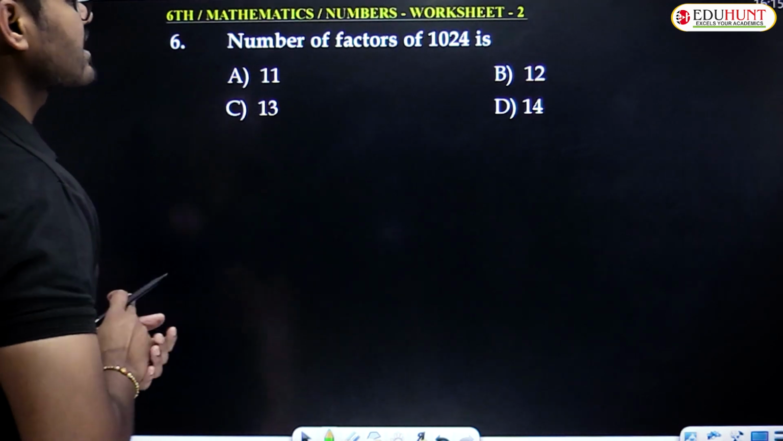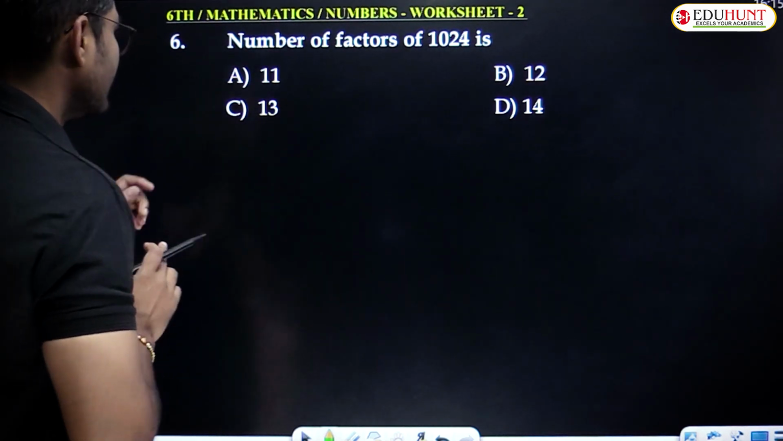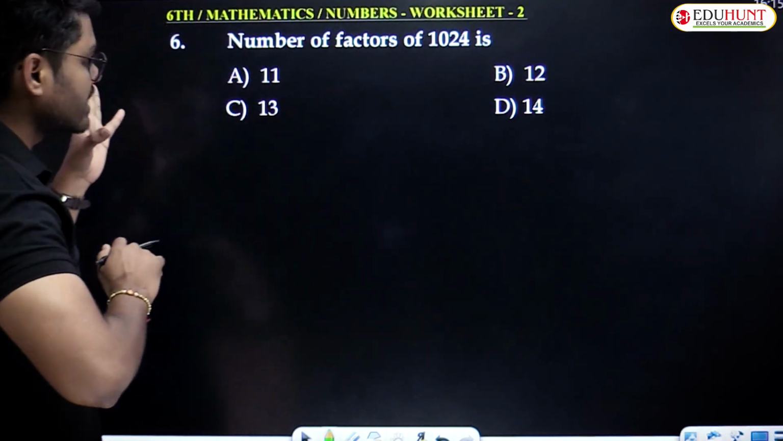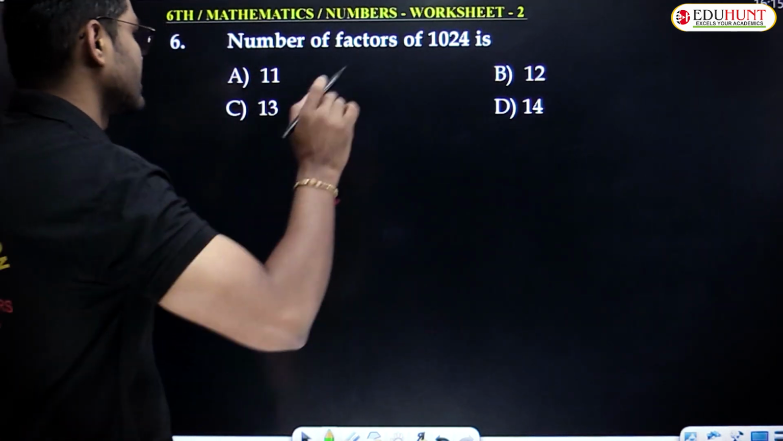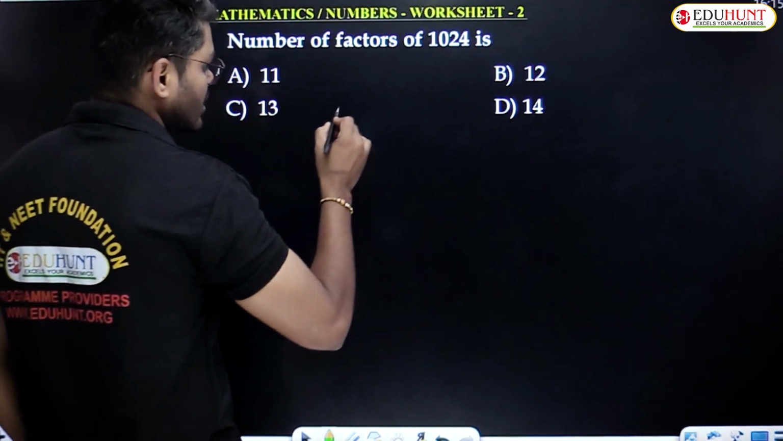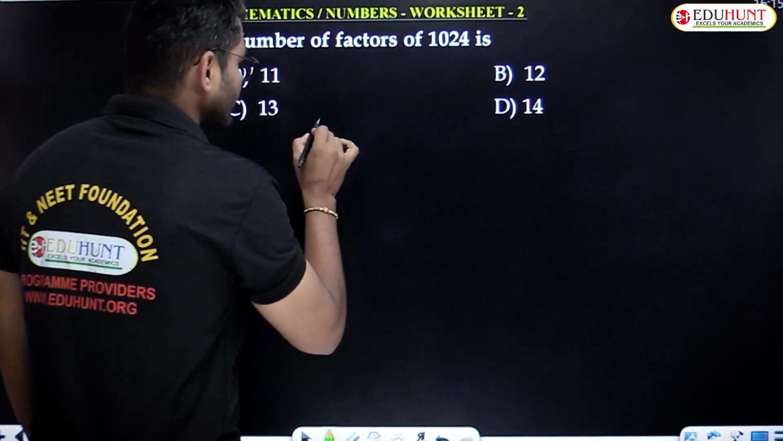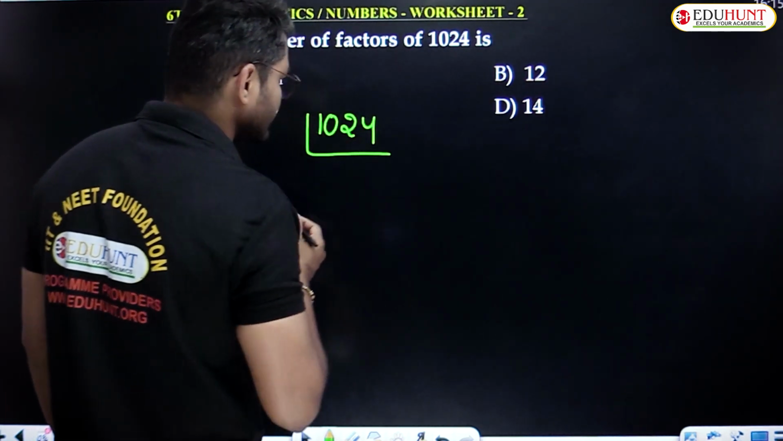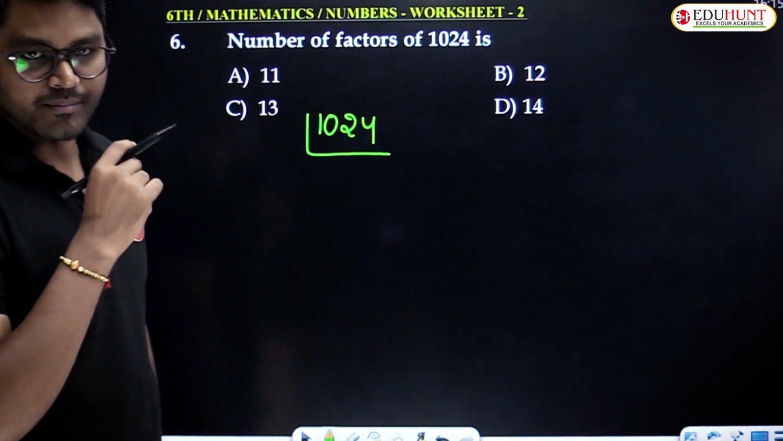The number of factors of 1024 is, it's a very good question actually. So there is a different method to find the number of factors. First, you should know how to do this one. First, prime factorize this one, 1024. Prime factorization means we have to use only prime numbers.